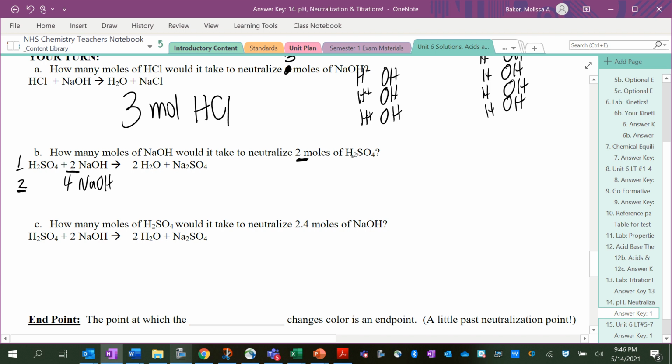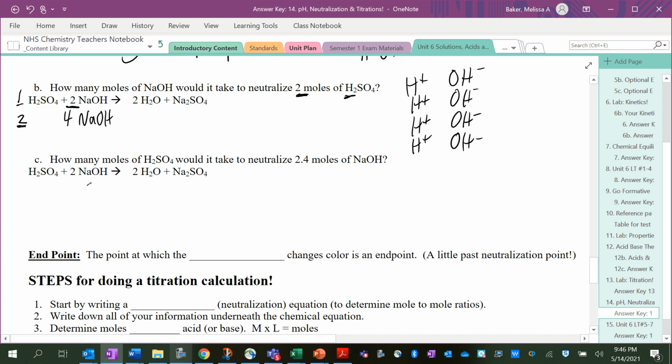And this makes sense because 2 moles of H2SO4, that's actually 4 H's. So you're going to need 4 OH minuses because the NaOH only has 1 per molecule. So you need that many to neutralize.